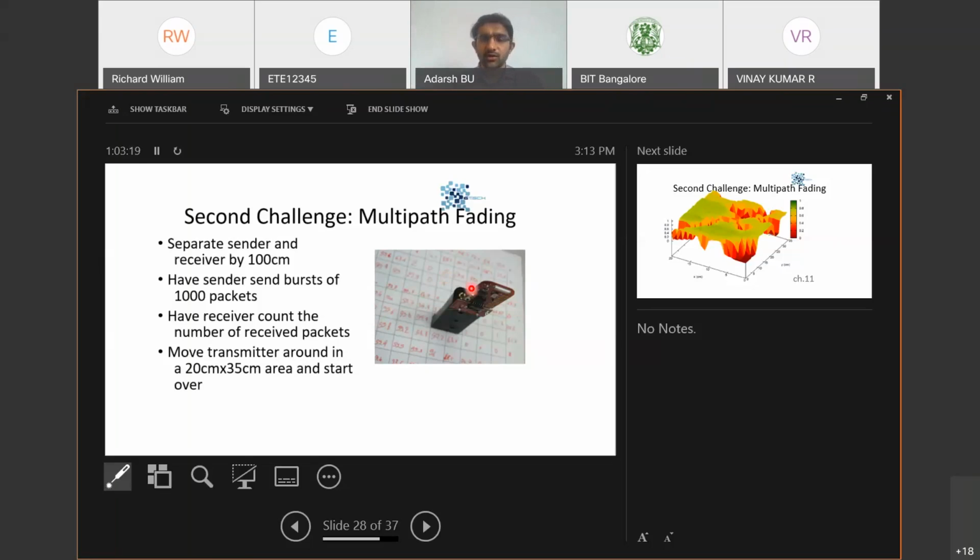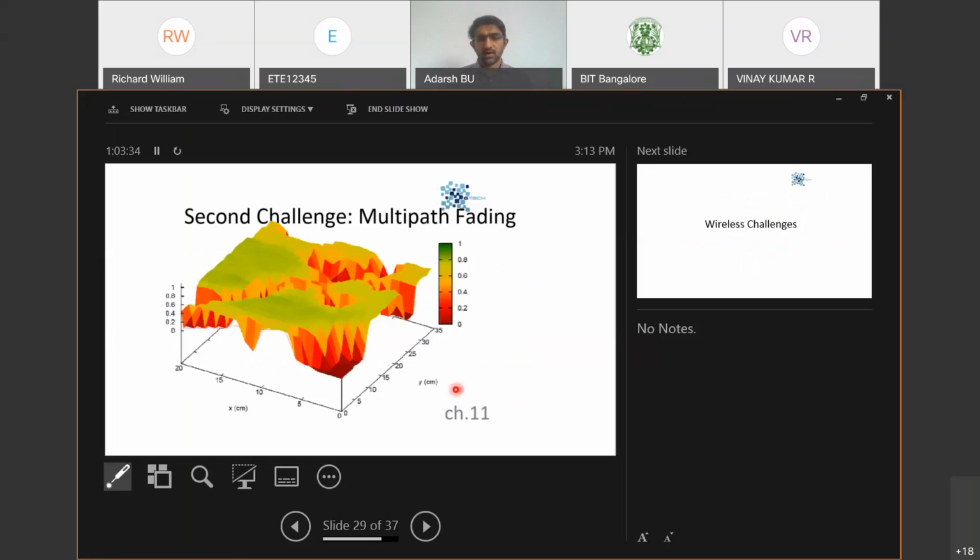As I mentioned, they took two devices, one as a transmitter and one as a receiver, and moved the device all over the 20 by 35 centimeter sheet of paper with a specific frequency. First they set a frequency, called channel number 11, at 2.4 gigahertz. In channel 11, they burst 1,000 packets, and the receiver was moved around the sheet of paper in the 20 by 35 centimeter area.